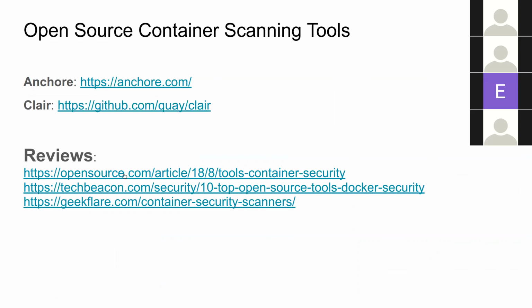There are a number of reviews I found that summarize the situation. But the two most promising ones seem to be Anchore and Clair. Clair is the one that's used by Red Hat on their quay.io container registry, so it's presumably going to be very robust and well maintained. Anchore I'm less familiar with, but it looks like a very good tool to use.